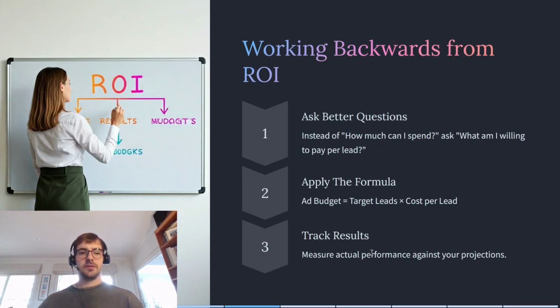So, working backwards from ROI: instead of thinking how much can I allocate to Google Ads, how much can I spend, you've got to think about it on a per lead basis. So what am I willing to pay per lead? Your ad budget is how many leads you want multiplied by the cost per lead. And then you've got to track the results to make sure that they match up, because if they're a little bit over or a little bit under, then you can adjust it to improve your results and get more ROI.